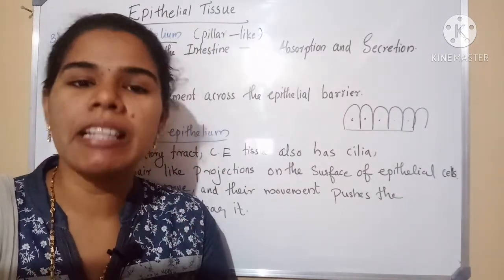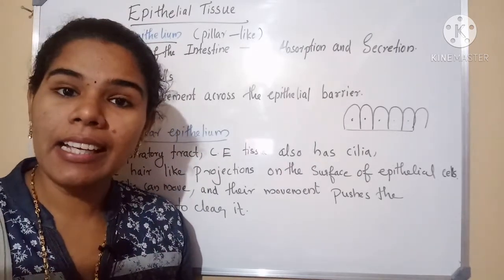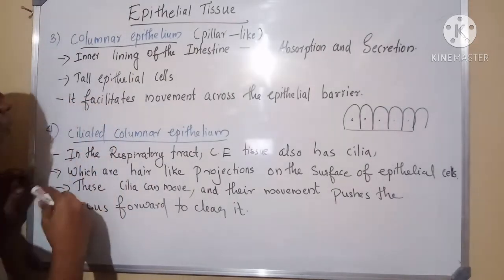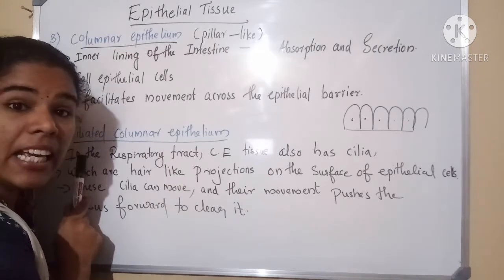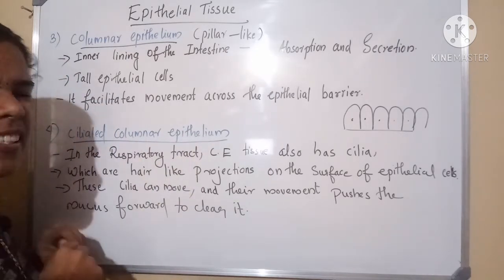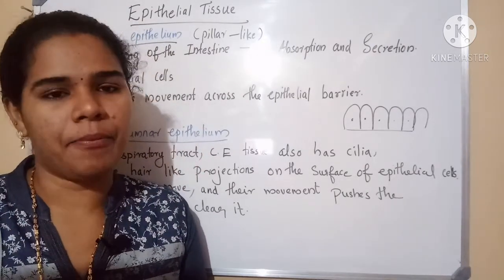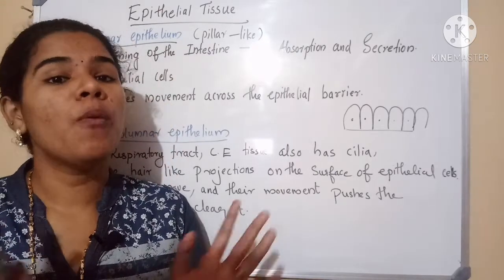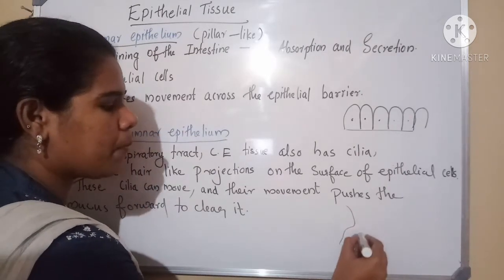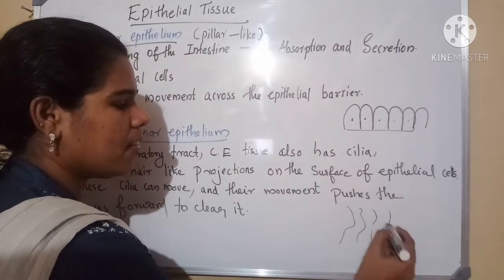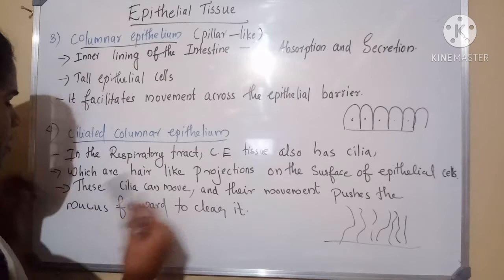This columnar epithelial tissue is also modified into a ciliated form. The next one, the fourth one, is ciliated columnar epithelium. Why is it called ciliated? Because this columnar epithelium is modified with cilia. Cilia, we know, help in movement. Cilia are small hair-like projections. So let's see how ciliated columnar epithelium works.